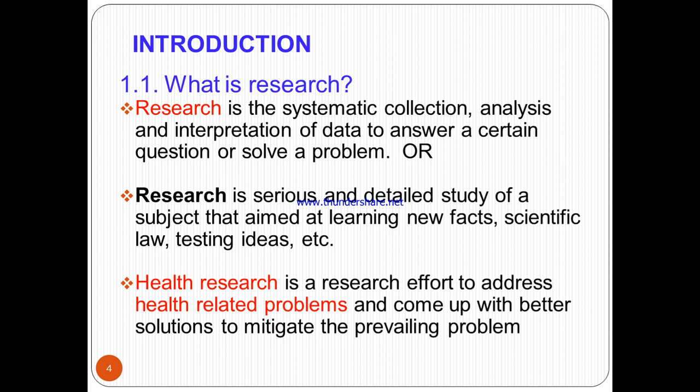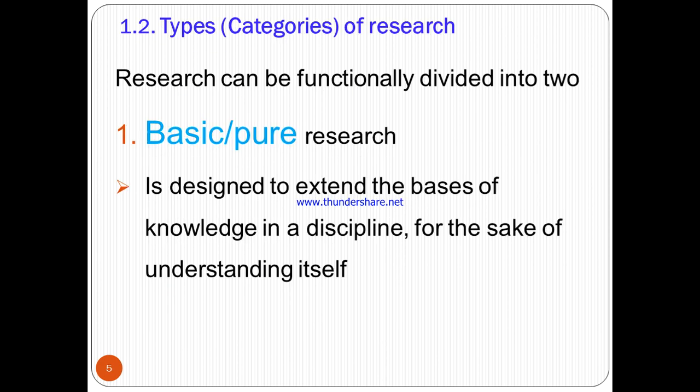Commonly, research is done for two purposes. One, to extend the base of knowledge and understanding. The second, and the most applicable one, is to solve a given problem. So, categories of research: functionally it can be divided into two. The first one is basic or pure research, the second one is applied research.